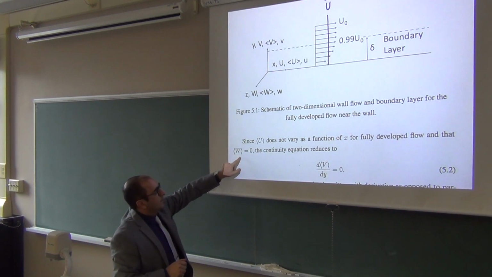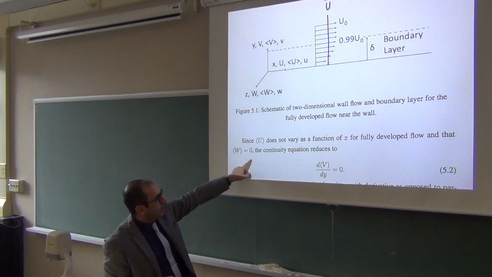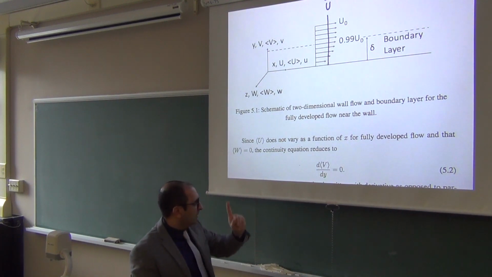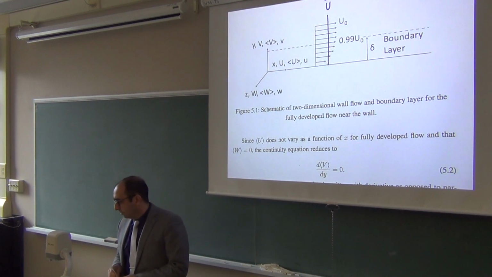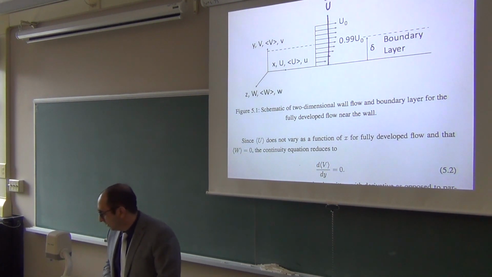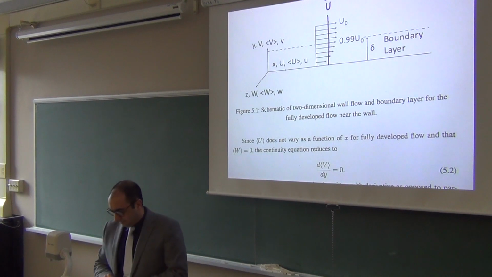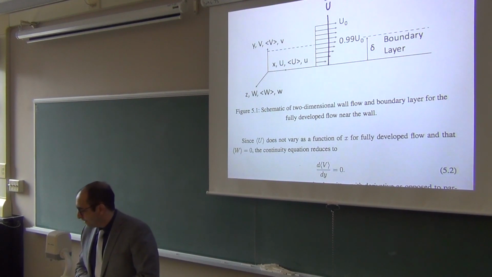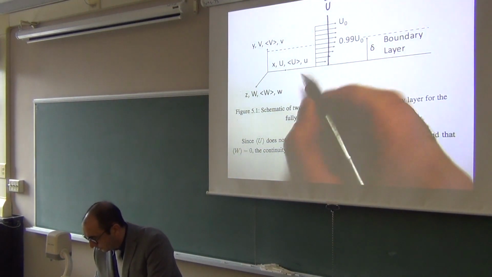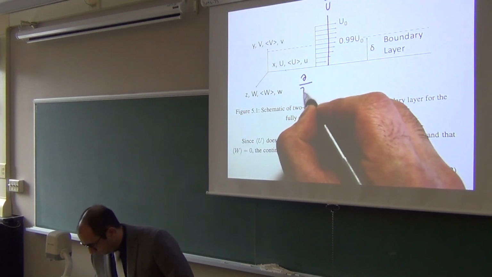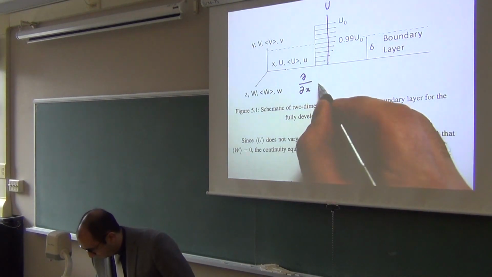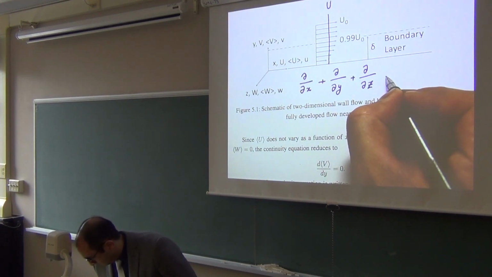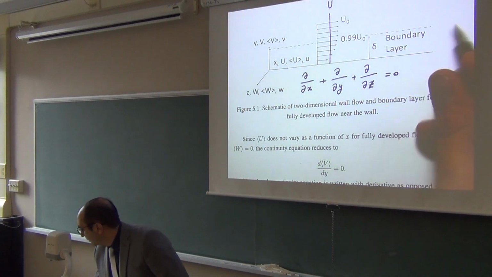Now, I make another claim. I make the claim that the vertical gradient of the vertical mean flow should be 0. How do I support this claim? Well, I can support this by the continuity equation in the following way. I write the continuity equation.